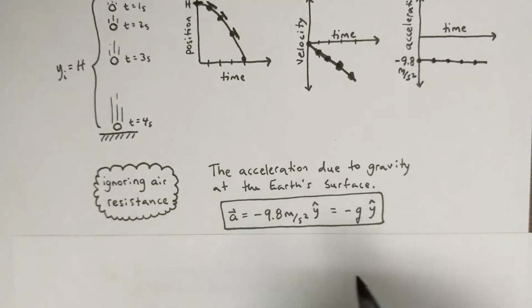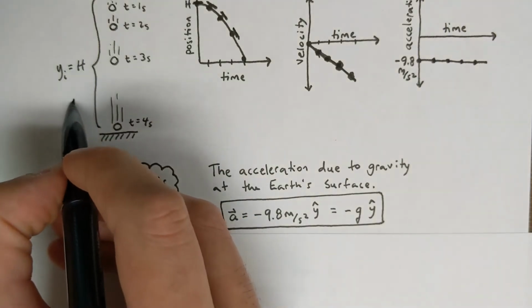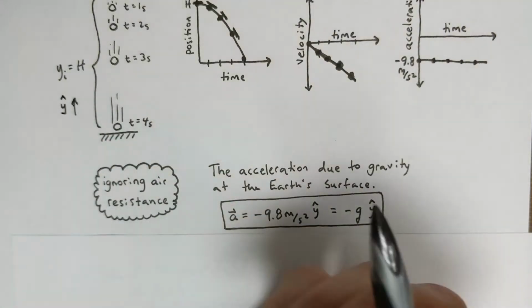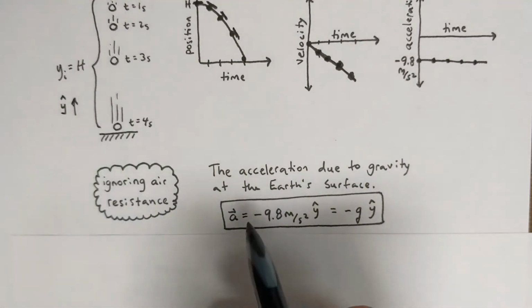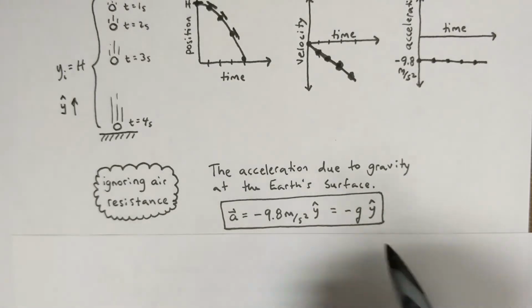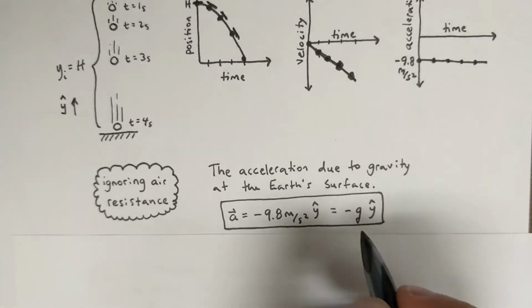By the way, let's define this convention. We say that the positive y direction points up away from the ground. So we say the down direction towards the center of the Earth is the negative y direction. So our object is accelerating in the negative y direction because that's the direction that gravity points. It's wanting to pull objects down towards the surface of the Earth.